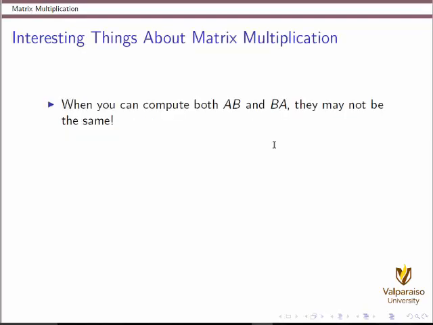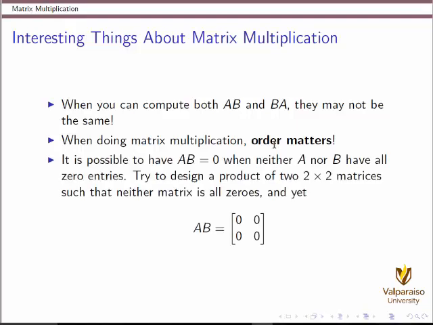So here's the important thing to remember. If you can do matrix multiplication in both orders, they may not be the same. And sometimes you could do AB, but you couldn't do BA because of the sizes of the matrices. So you just always have to be really careful about can you do the product, and don't jump to conclusions about what happens if you change the order. Order matters.